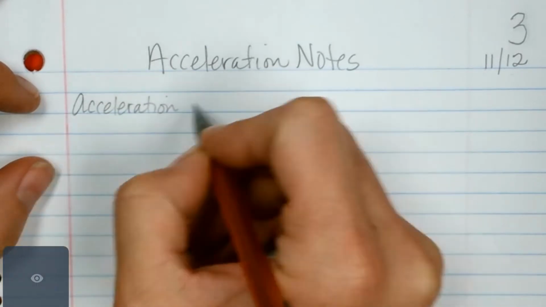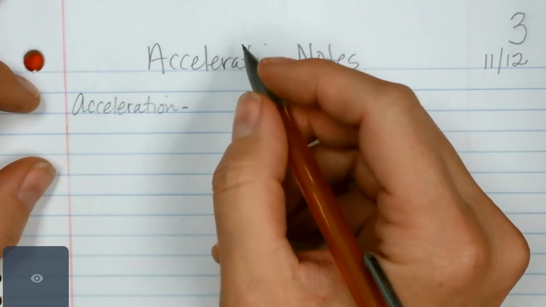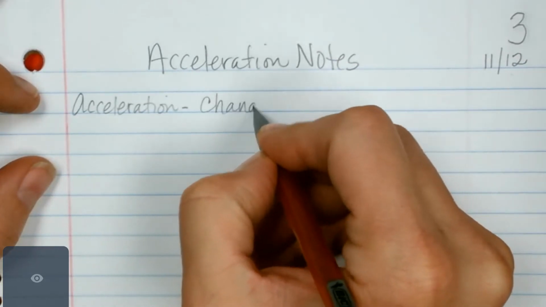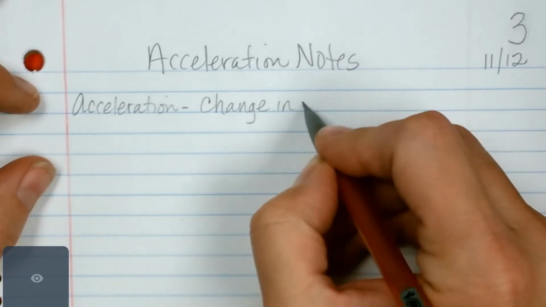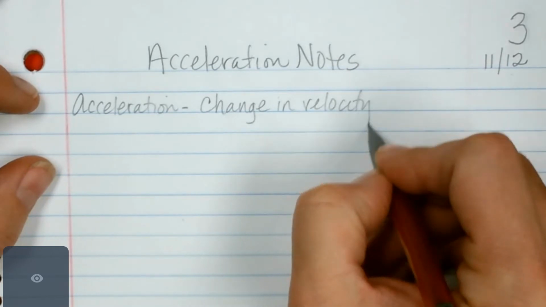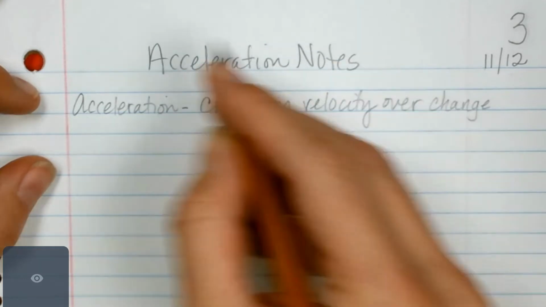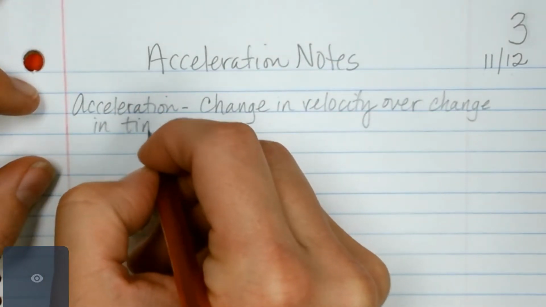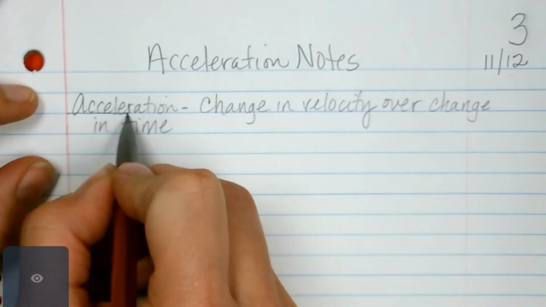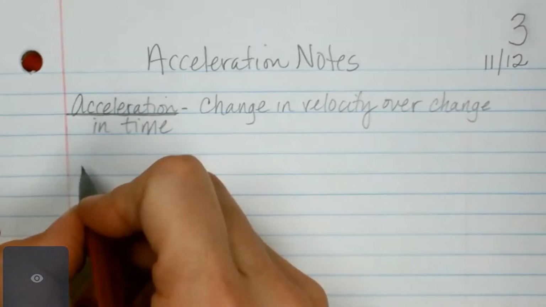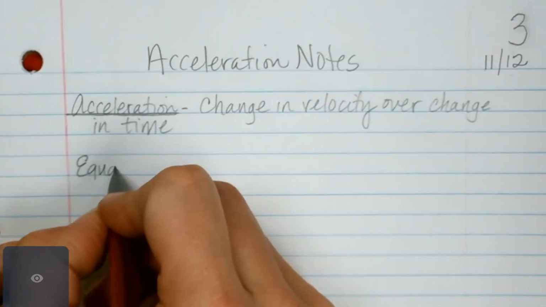So acceleration is the change in velocity over the change in time. So we're going to say change in velocity over change in time. And remember, this is a video, so you can pause it if you feel like it's too fast for you to keep up. Okay, so we're going to talk about the equation first.